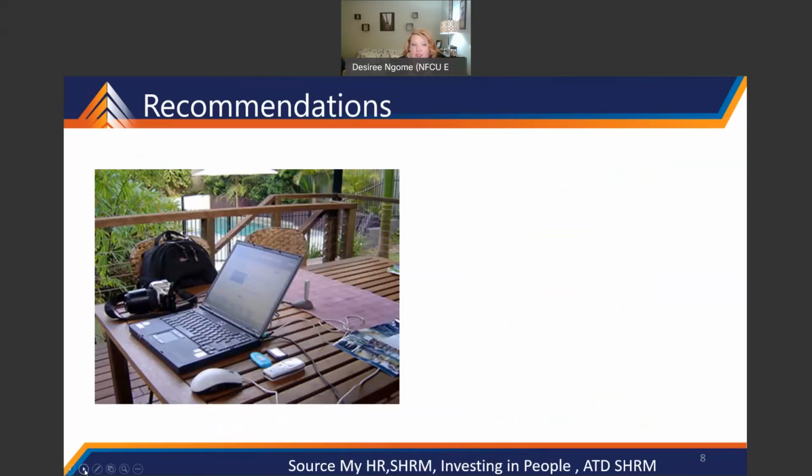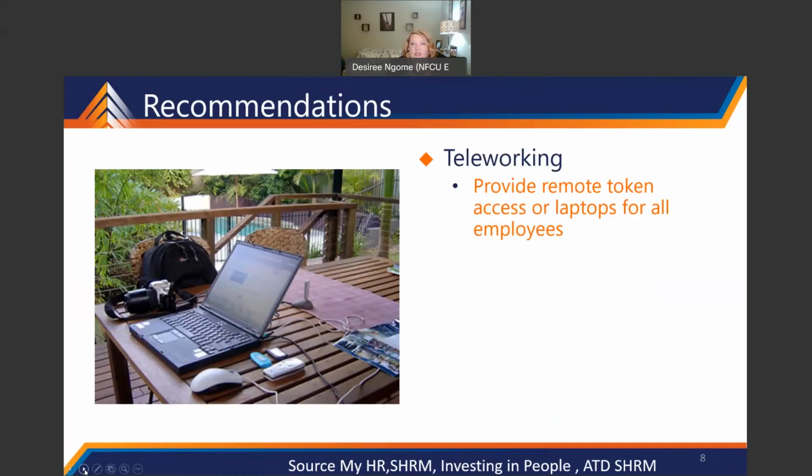I propose that if we provide all employees in learning and development with the option to work remotely, we will see an increase in qualified new candidates and a decrease in the amount of employee absenteeism and employee separations, specifically in regards to the hours and costs spent recruiting. So this may mean providing remote token access or laptops and work laptops for all employees.